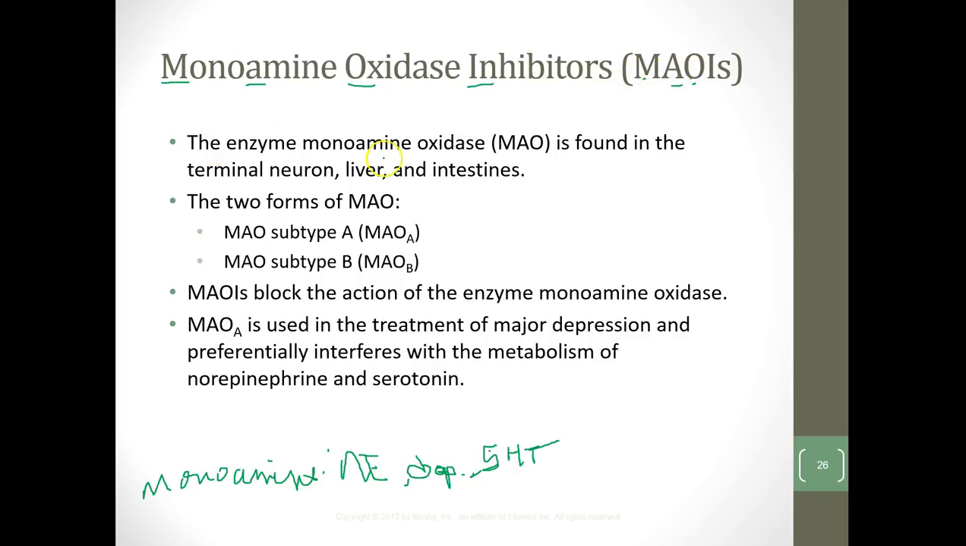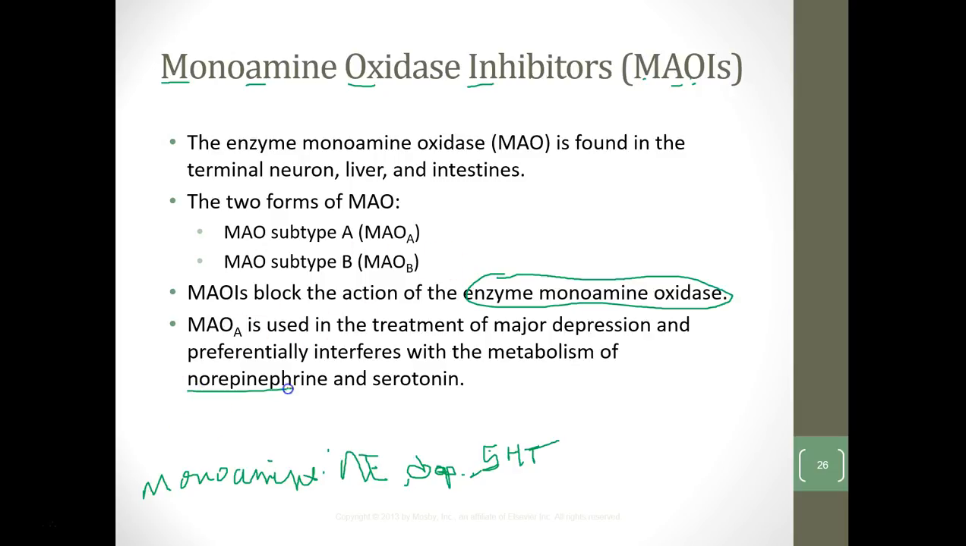All right, so the enzyme monoamine oxidase, or MAO, is found in terminal neurons, also in the liver and the intestine, and there are two forms. There's subtype A and there's subtype B. The monoamine oxidase inhibitors will block the action of the enzyme monoamine oxidase. So when that happens, it stops the breakdown of those monoamines in the synaptic cleft, so it leaves them available for more happy hits.